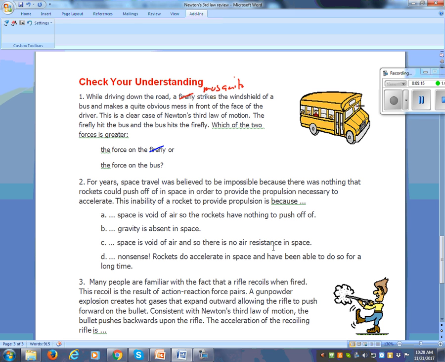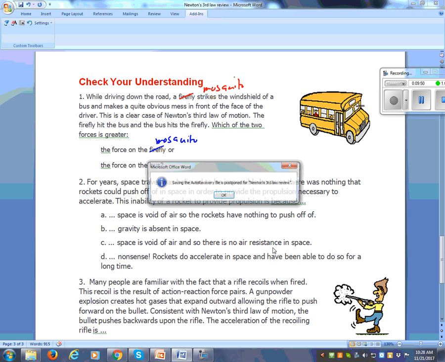While I write mosquito. Okay, so bus, maybe it should be dragonfly. They make nice messes, right? Which force is greater, the force on the firefly or the force on the bus? How many people say the firefly? Now, how many people say the force on the bus? The force on the bus is greater?